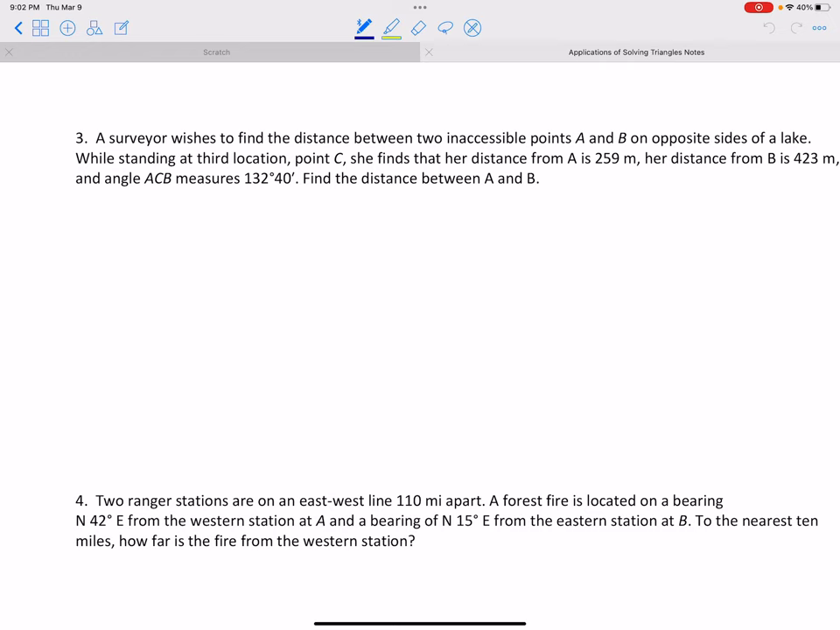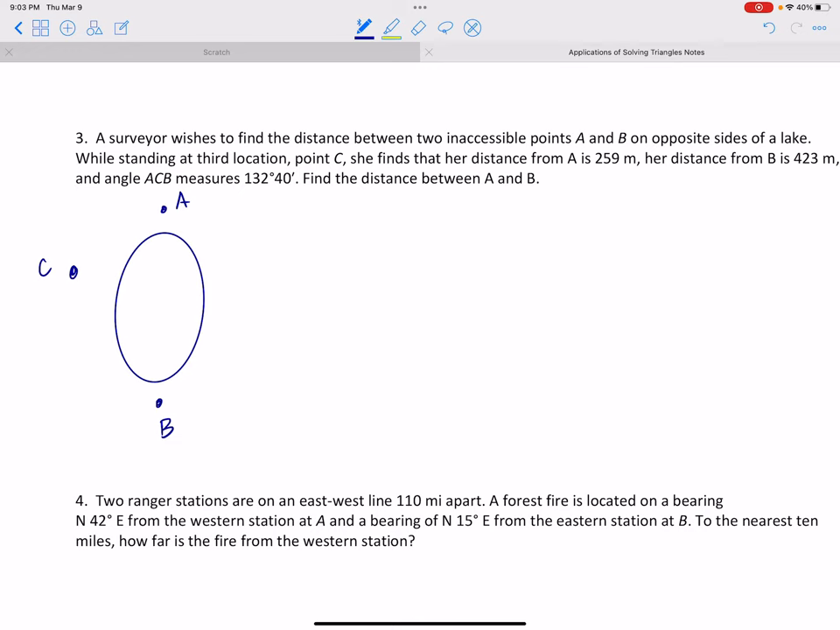Okay, so I'm going to call this my lake. Obviously, there aren't going to be lakes that are perfectly shaped like this, but let's just pretend, okay? Because I have this nice draw tool. So points A and B are on opposite sides of the lake. So I'm going to put point A over here, and I'm going to put point B over here. And then it says that this surveyor is standing at a third location, point C. So she's not going to be standing on the lake, so she's outside of the lake. Let's just say she's here, okay? So her location is point C.